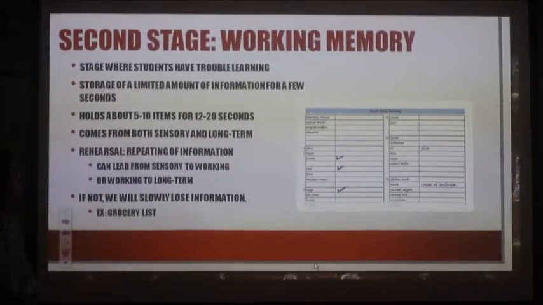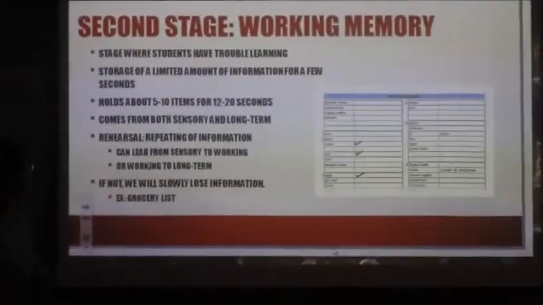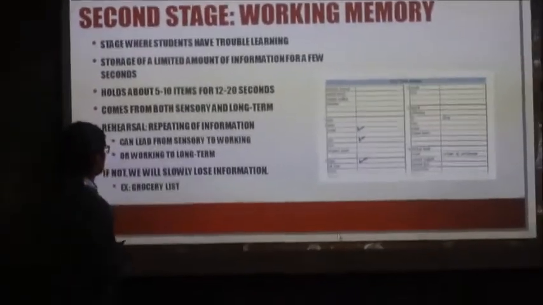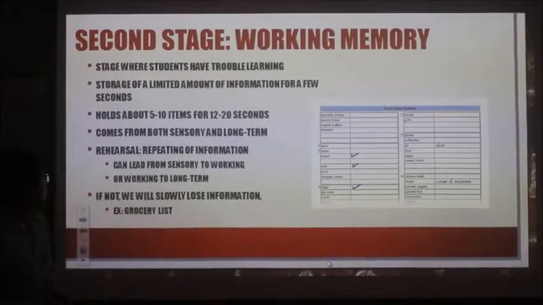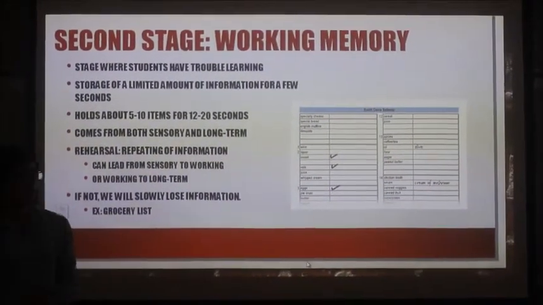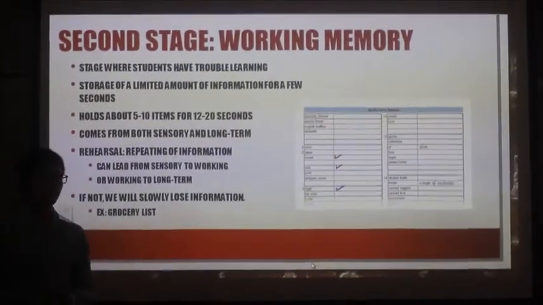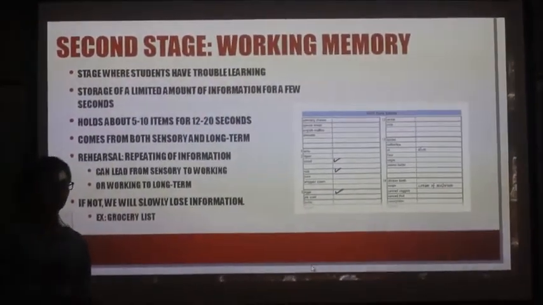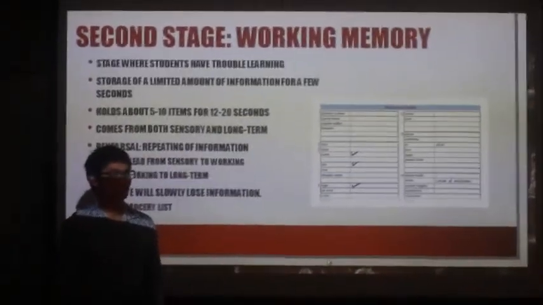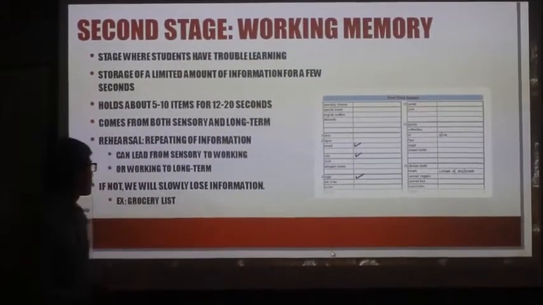And the second stage is working memory. It's a stage where students have trouble learning, and it's where you have storage of a limited amount of information for just a few seconds. It holds about 5 to 10 items for 12 to 20 seconds. It's pretty much like a grocery list. When you write it down, you're going to learn the most important parts that you need, which could be vegetables such as celery or eggs or whatever.